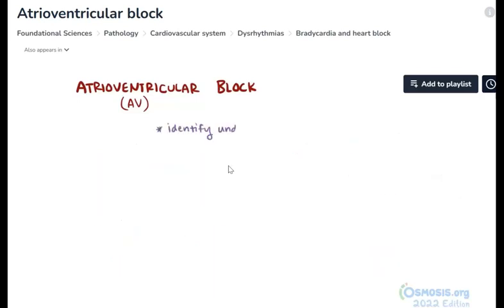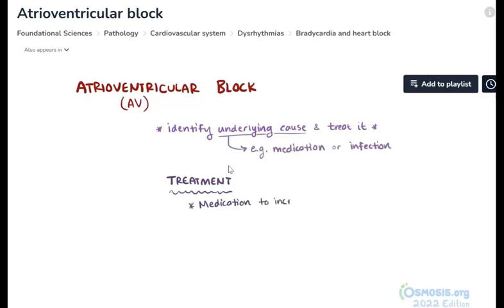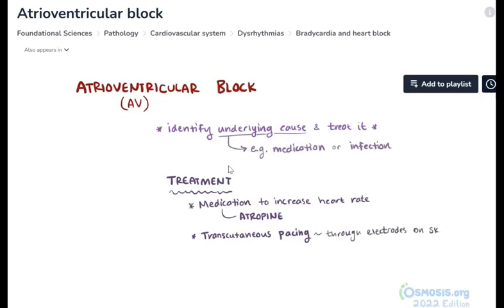When someone has AV block, it's important to figure out the underlying cause and address it. For example, it could be an adverse effect from a medication or from an infection. In terms of treating AV block, typically a medication can be used to increase the heart rate, like atropine. Alternatively, transcutaneous pacing might be used, where electrical pacing of the heart is done through electrodes placed on the skin.